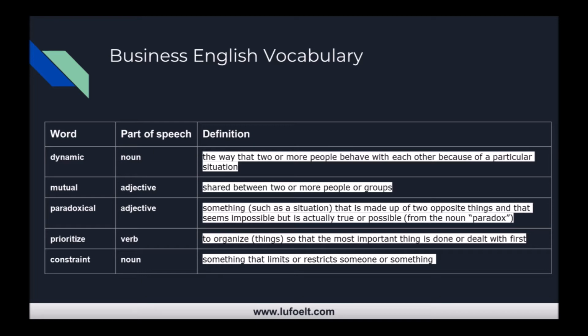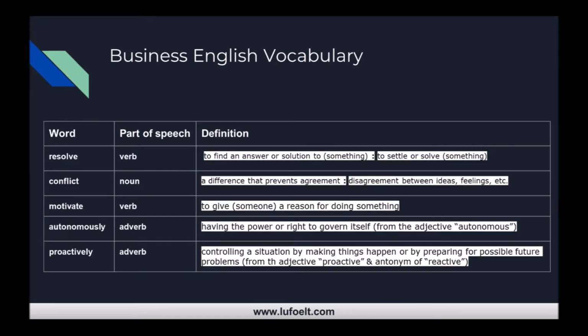All right, and five more words here. Resolve. Resolve means to find an answer or solution to something, or to settle or solve an issue or a problem. And the next word, conflict. A conflict is some sort of difference that prevents agreement, or it's a disagreement between ideas or feelings or people. So basically, it's like a disagreement that must be resolved in order to proceed.